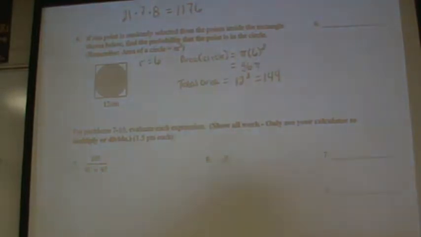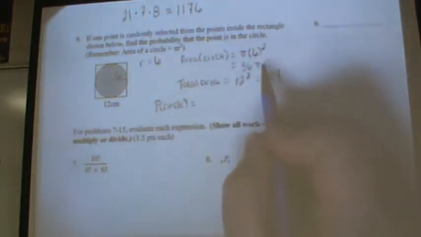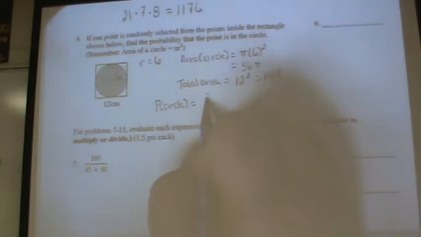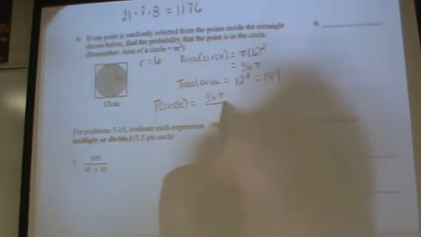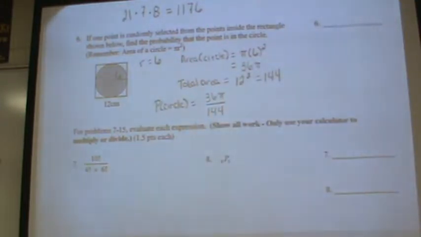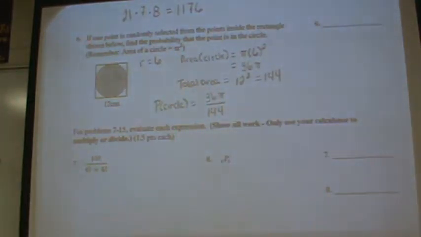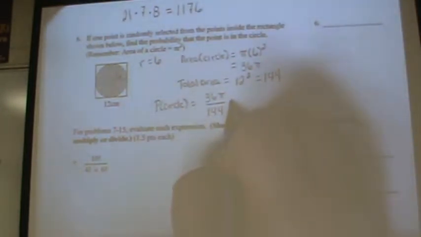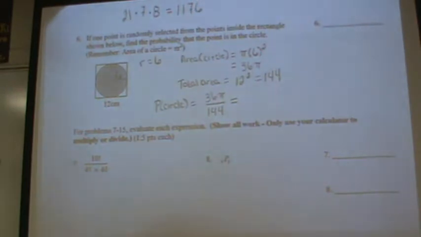So to find the probability that our dart will land in the circle, we have the area of the circle, which was 36 pi, and we're dividing by the 144, which was our total area. And when we simplify this, we find a decimal of 0.785.